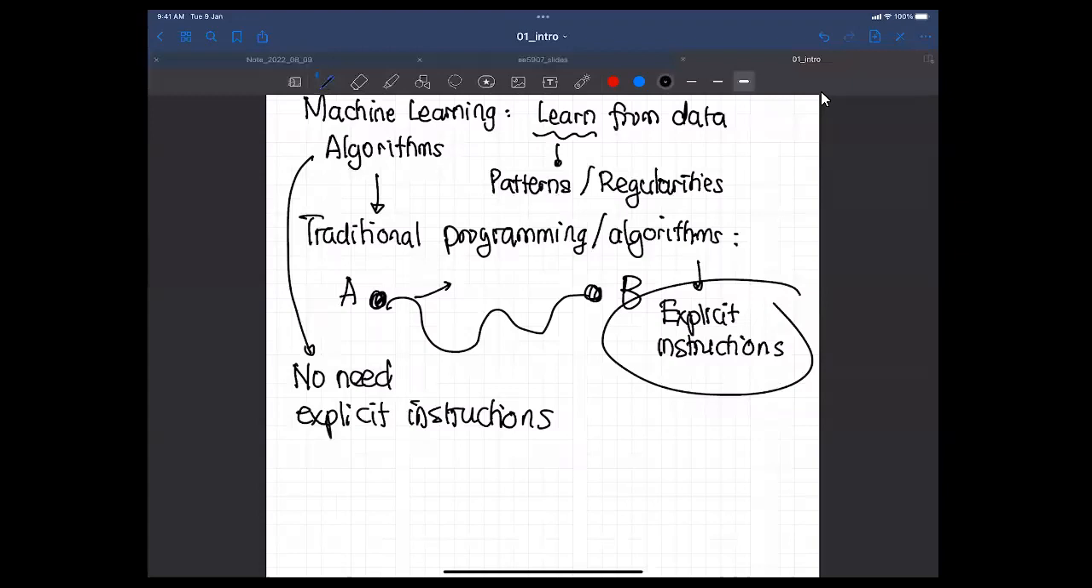Okay, so we will learn that concept later on in a mathematical way. But for now, let's keep that in mind intuitively. That's the main thing that we want to learn here: something that can learn by itself.